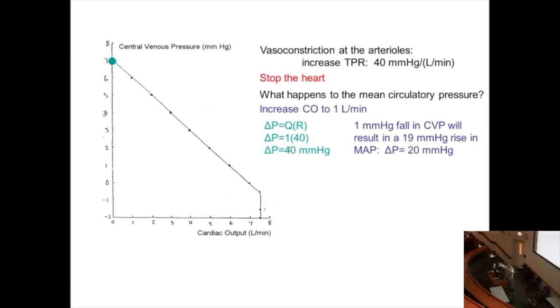So instead of a drop of 1 millimeter of mercury on the venous side, we have a drop of 2 for an increment in 1 liter per minute cardiac output. We have a change in slope in that relationship. Okay? And this is what the relationship looks like when you change the resistance. Okay? Total peripheral resistance.